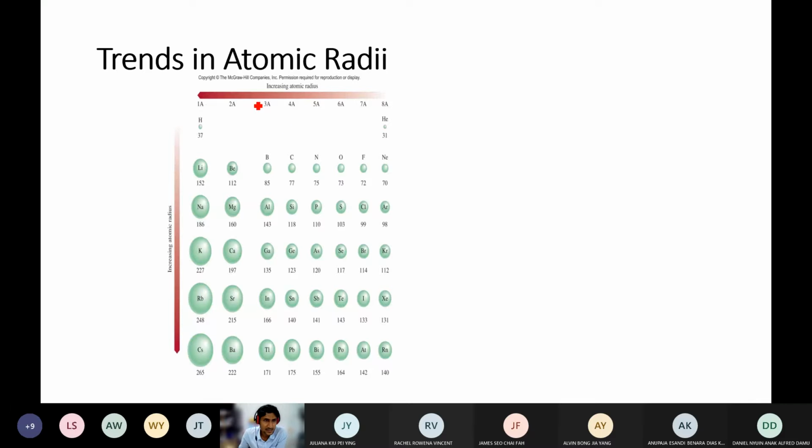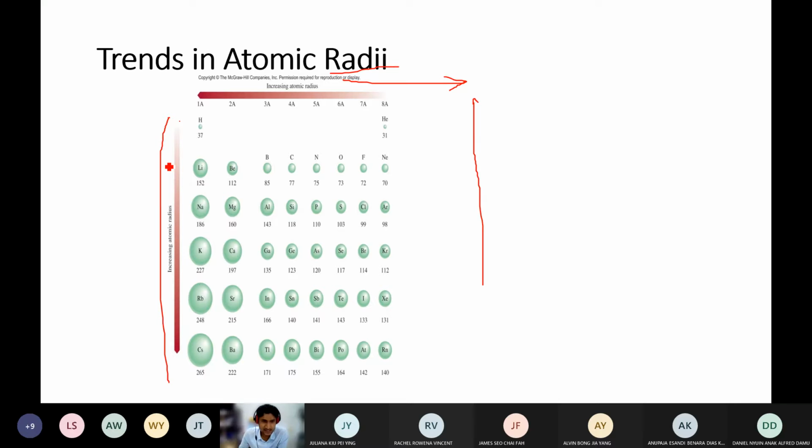So, trends in atomic radii. Radii is the plural of radius. The atomic radius decreases from left to right and from bottom to top, so it increases in the opposite direction. Why does it increase then?